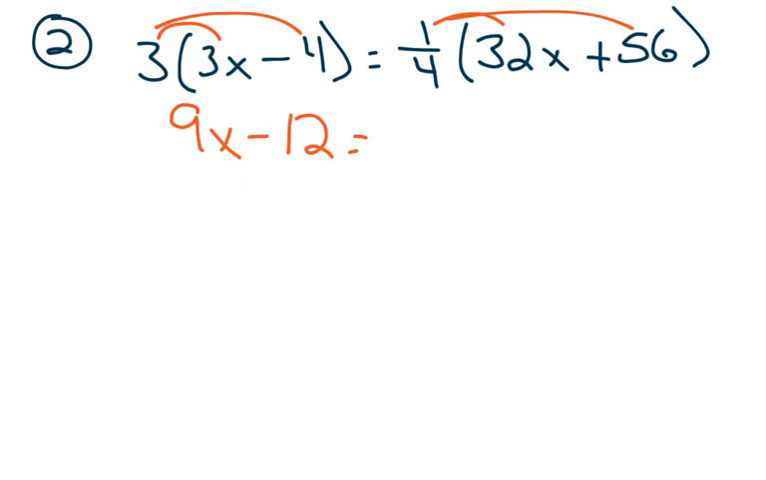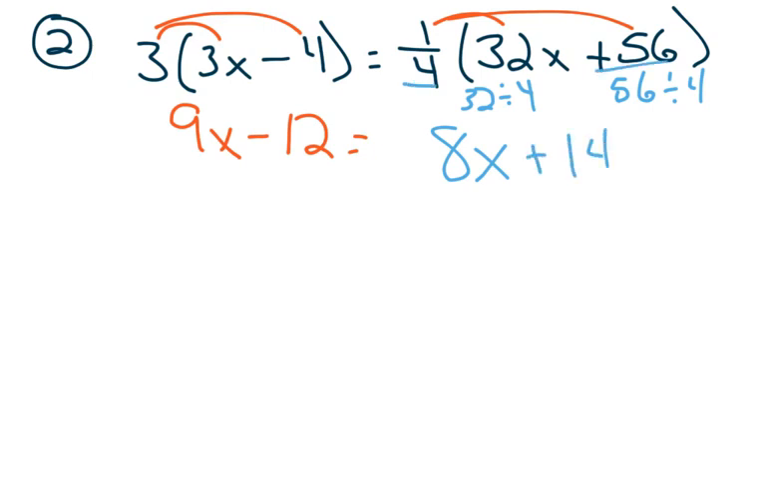So rather than trying to figure out what 32 times 1/4 is, we could think of this as 32 divided by 4. And 32 divided by 4, that's fairly easy. That's 8. And then we still have the x out front. And then 56 divided by 4 is 14, positive 14, because it was positive 1/4, positive 56. So 8x plus 14.